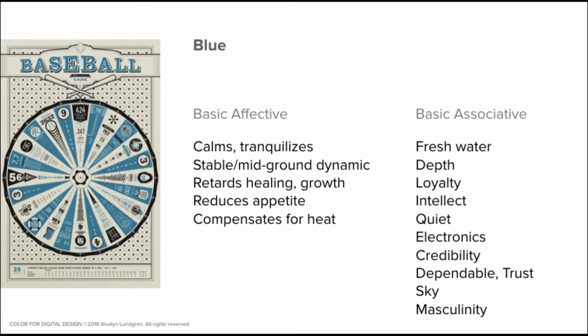Blue, of course, is a primary hue. It acts on our pituitary to calm us. It has a mid-ground dynamic that is stable like green. Blue light retards healing and growth. Consider that when you're working on the computer and you have a blue background screen, a blue desktop. Blue light is not good for our eyesight.